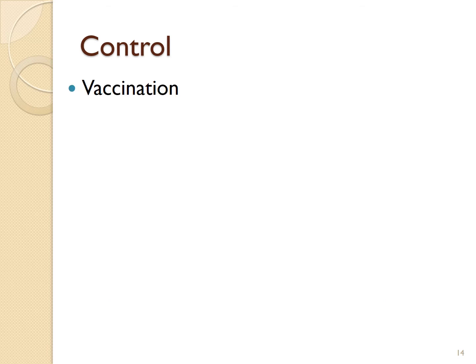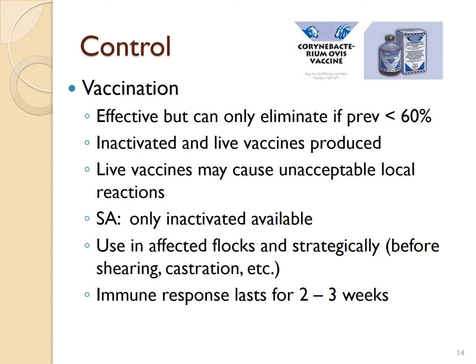In South Africa, an inactivated vaccine is available under the old name for this organism, Corynebacterium ovis. The immune response to vaccination only lasts 2 to 3 weeks, which necessitates strategic use. Only in affected flocks and only before an event such as shearing or castration. In other countries, live vaccines are also available, but they cause unacceptable local reactions at the injection site. Vaccination on its own can also eliminate the infection from a herd, but only if the prevalence is below 60%.